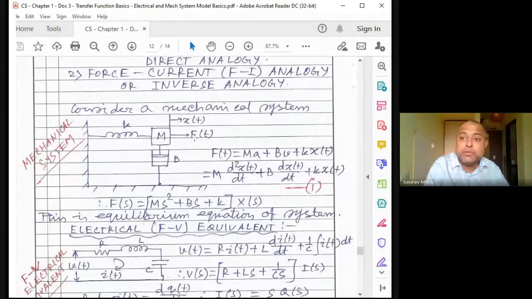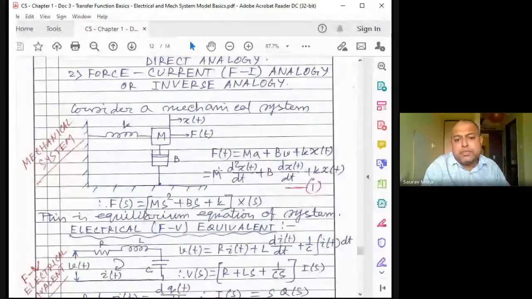Whatever voltage supply we give in an electrical circuit, in the mechanical circuit we give the supply as force, and this force is causing displacement x(t) for all three components. So the mass is moved by x(t), the damper is moved by x(t), and the spring is also moved by x(t), but in one direction, because the other side is fixed. That side has displacement of 0 because it is fixed to the wall.